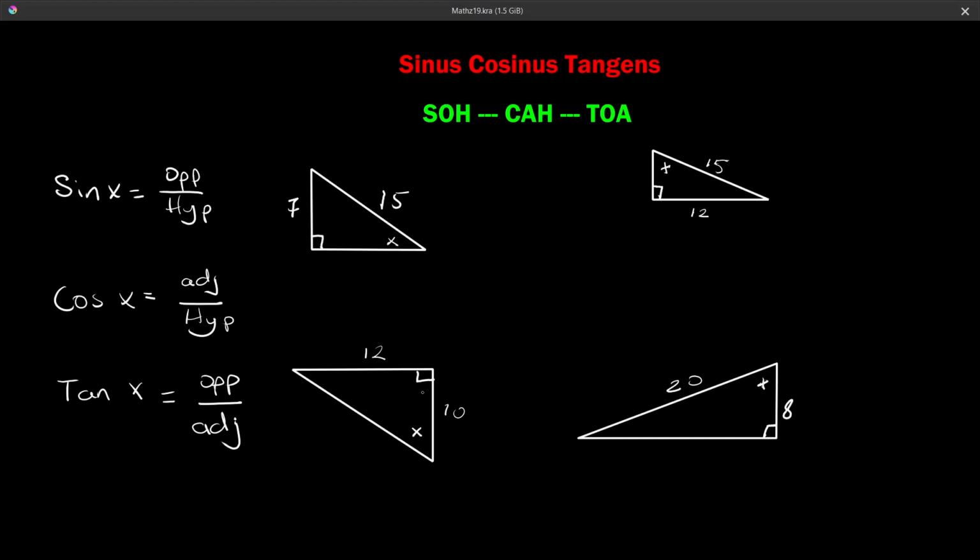This sign over here stands for a right triangle. Now let's find out what SOH CAH TOA means.